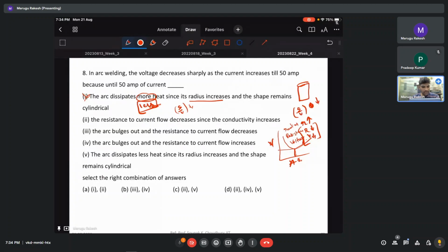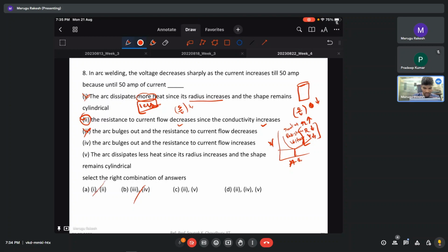So the next option is the resistance to current flow decreases since the conductivity increases. The resistance to current flow decreases, that is true. Since the conductivity increases, that is also true, because we are having an increase in radius, so an increase in electrical conductivity, hence a decrease in resistance. This is inverse, so this option is correct. The next option: the arc bulges out and the resistance to current flow decreases. No, the arc will be cylindrical. This is wrong. Till now, only the second option is correct, so we can eliminate the first option.